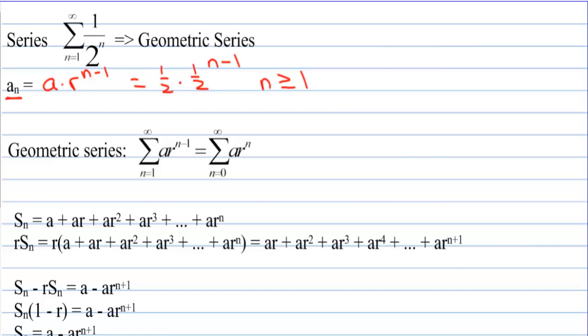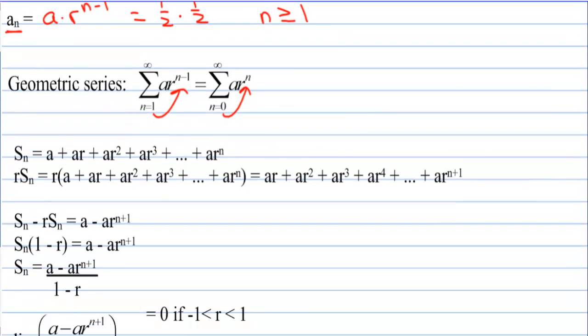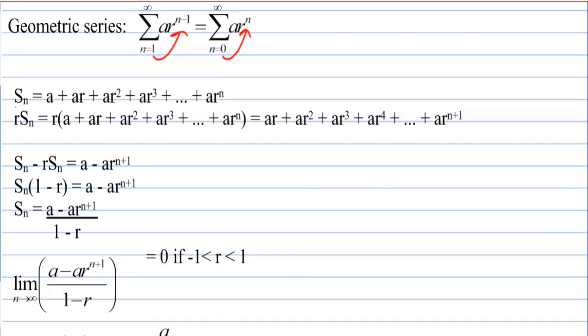For a geometric series, if you start at 1, you have ar to the n minus 1. If you start at 0, you have a times r to the n. Well, let's take the partial sums: the first term plus the second term plus the third term plus the fourth term. And since it's geometric, the way you get the next terms is you keep multiplying the first term by r. Then r squared, and then r to the third, and so on.